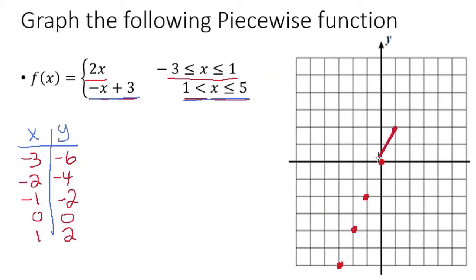I'm going to start here and end right here. And since I have a restricted domain, I'm not going to use arrows, because the domain for this piece needs to start at -3 and end at 1. Now let's graph the second piece for this piecewise function.